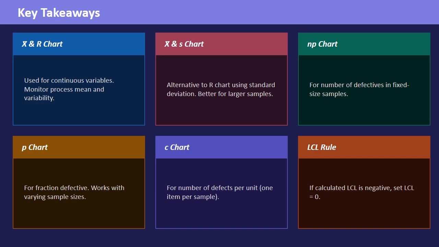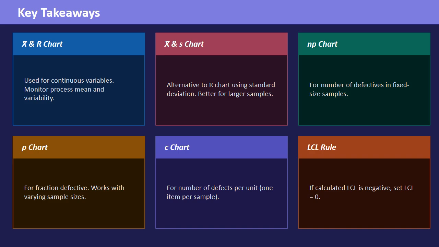Now, let us summarize the key points of this presentation. The X bar and R chart are used for continuous data and help monitor the mean and variability of the process. The X bar and S chart is an alternative to the R chart and provides better accuracy for larger sample sizes. The NP chart is used to count the number of defective items when the sample size is fixed, and the P chart is used to monitor the proportion of defective items and works well when the sample size varies. The C chart is used to count the number of defects per unit.